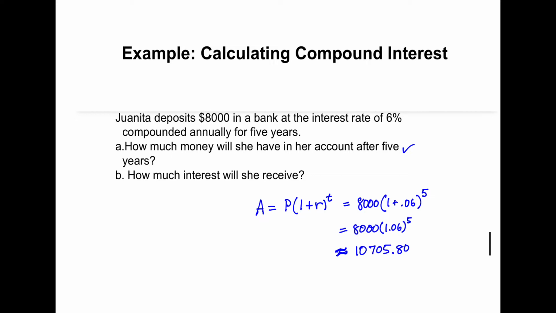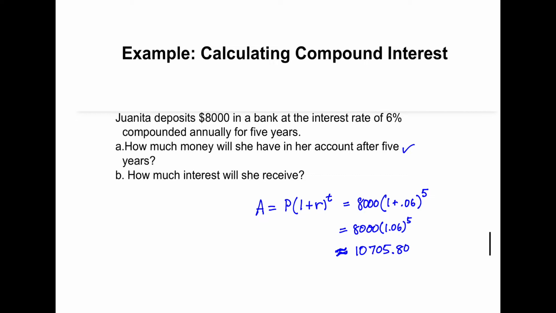Not a whole lot more, right? This is 5 years. It's $300 more, but hey, more is better. And the bigger that principal that we start out with, the more difference that extra amount of money can make. The second half asks, well, how much interest did she receive?